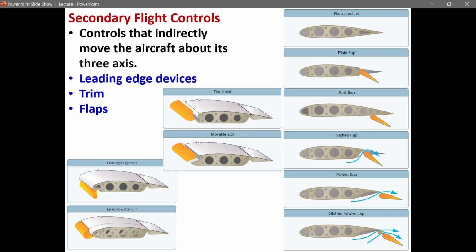Let me ask you one question. What does this leading edge device, the fixed slot leading edge device, do for us? Let's say you are flying, it is connected to your wing, and then you release it, so it gets a little further away from the wing. What is going to happen when I activate that, when that starts moving away from the wing?